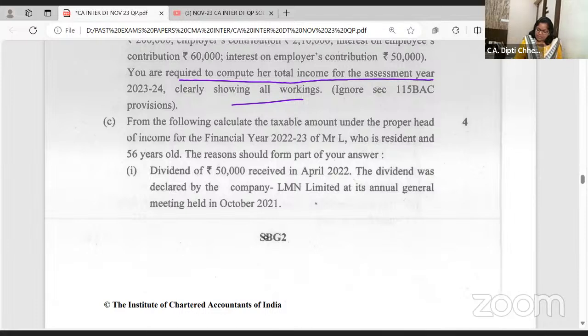Dividend of 50,000 is received in 22, but this dividend was declared at the AGM in 21. Now for dividend, I'll revise everything. Deemed dividend, whenever it is received, it's taxable. Interim dividend, whenever it is received, it's taxable. But final dividend, like in this problem, if it is declared in AGM in October 21, it will become taxable on due basis in 21-22. तो बाद में receipt basis पे वापस taxable नहीं होगा. Clear to all of you, right? So is this dividend taxable? No.